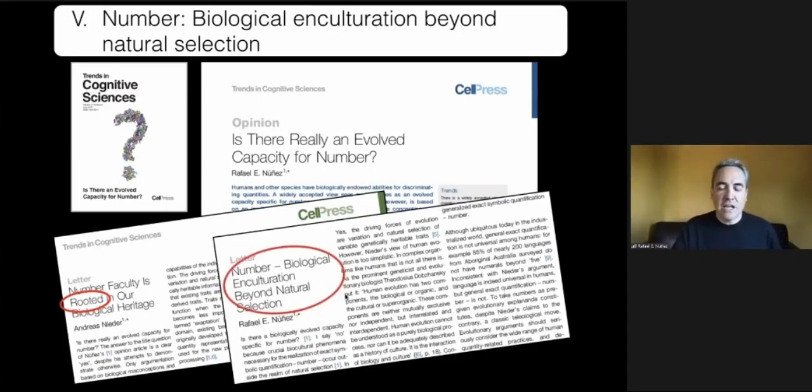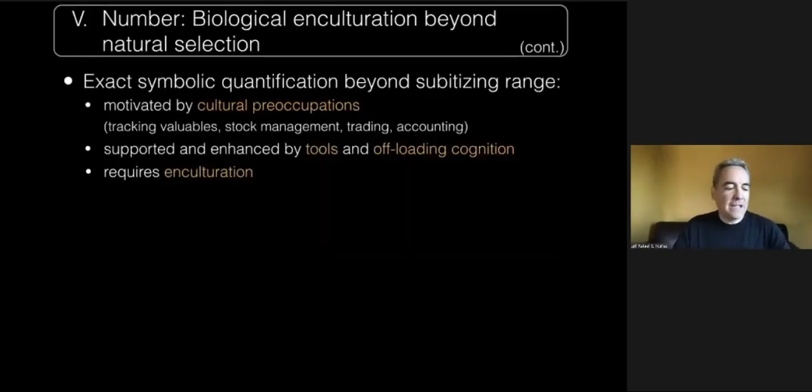And this goes beyond natural selection. And that was a response to the critique by that neuroscientist. So let me unpack that to give you a sense of what biological enculturation means. So we have exact symbolic quantification beyond the subitizing range. That's what we observe when we see cultures that have numbers, including ours. But they're motivated by cultural preoccupations: tracking valuables, stock management, trading, accounting. And these are activities that occur outside of natural selection proper.